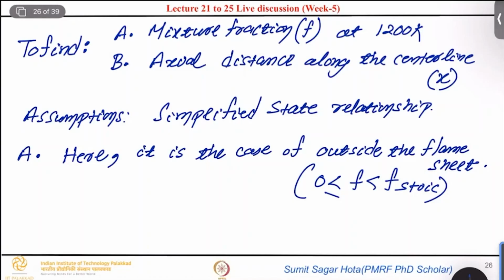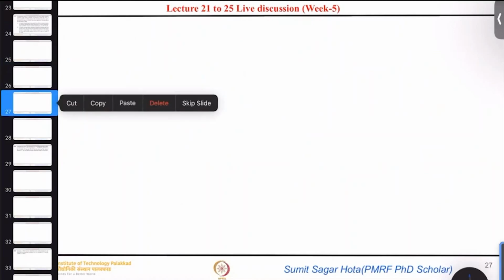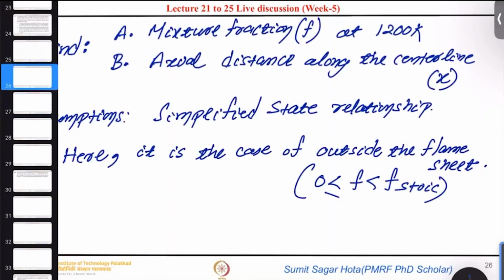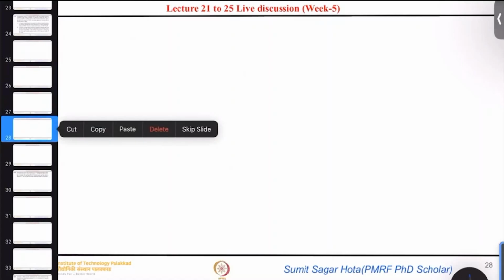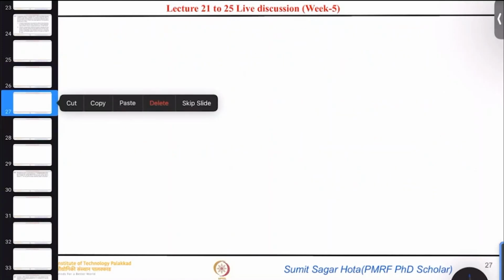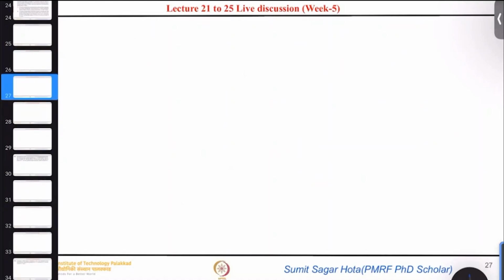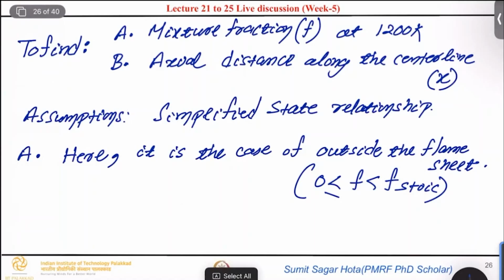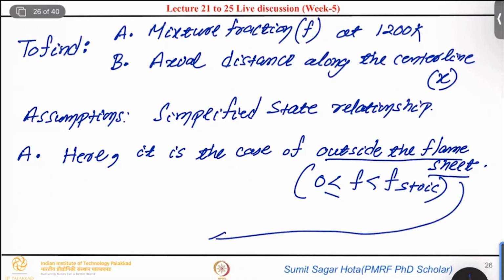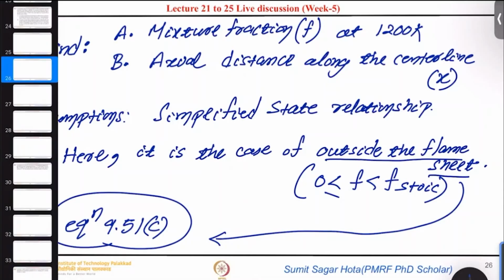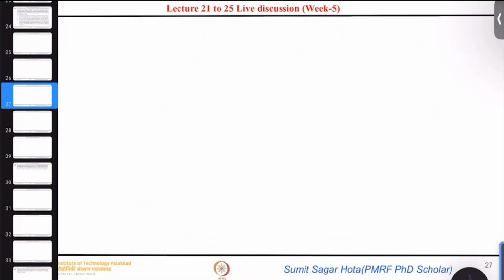And for this we have to use equation 9.5. I will write down the equation on the next page. Now here you have to use the equation outside the flame sheet, which is equation 9.51c from the book. Next page I will write down the equation directly.